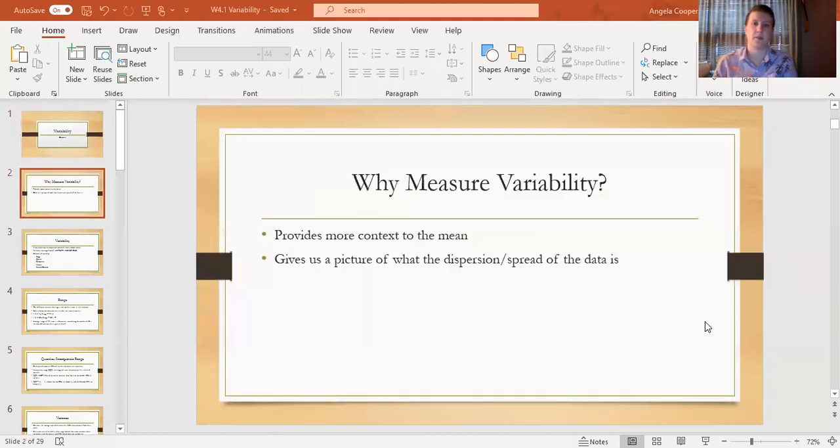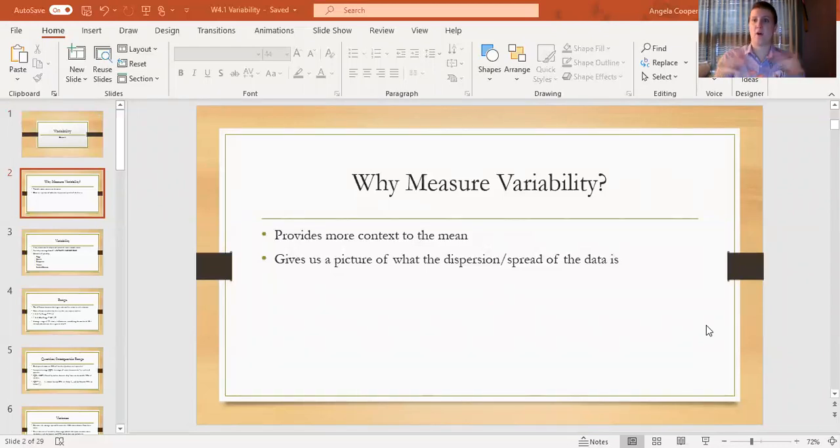So here we are, variability. So why do we measure it? Why is it important to know how much data is dispersed within a data set? Well, we measure it because it provides more context to the mean. Typically, especially in this class, we're going to talk about the mean, which is actually a measure of central tendency, but it's going to be paired with standard deviation, which I'll cover in this video. These two are essential to understand the snapshot of what the data looks like.